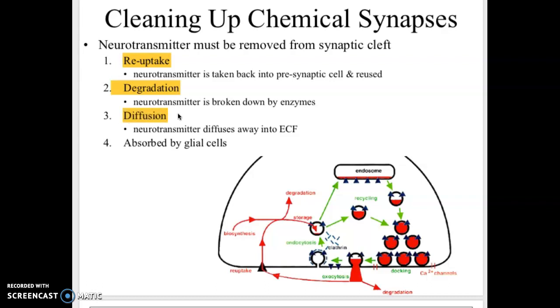The third mechanism is diffusion. There's no membrane holding the 2 neurons together, so a very small amount of the neurotransmitter can literally just diffuse away. And then the 4th mechanism is absorption by glial cells. If you remember, those astrocytes can absorb the neurotransmitter, and that will take it out of the chemical synapse so that we don't have constant signaling.